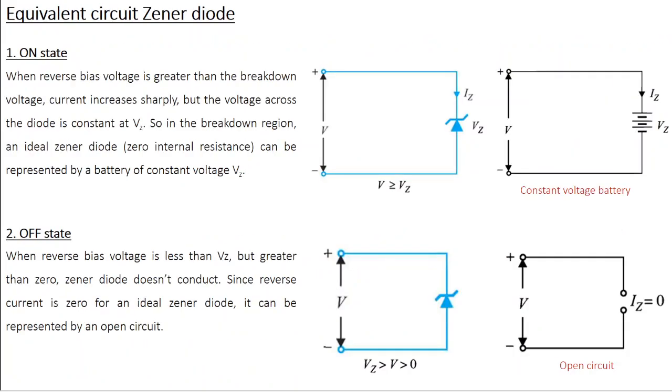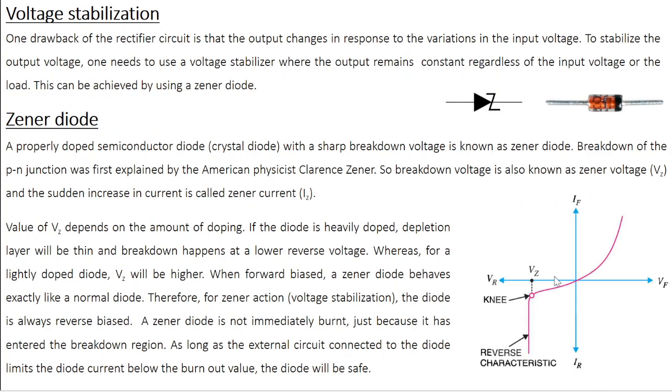Now, a Zener diode works in two states. One is the on state and the second one is the off state. So what happens during the on state? When the reverse bias voltage is greater than the breakdown voltage. Essentially, if you look at this VI characteristic figure, we are talking about this breakdown region, the reverse bias voltage greater than the Zener voltage or the knee voltage.